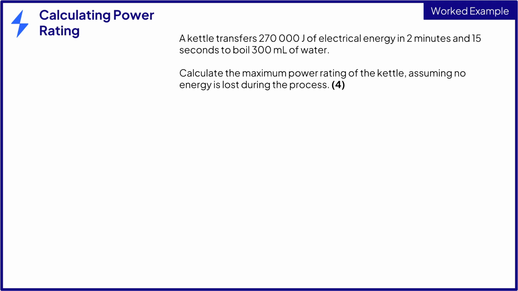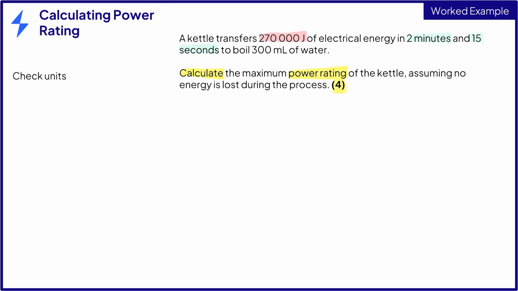A kettle transfers 270,000 joules of electrical energy in 2 minutes and 15 seconds to boil 300 milliliters of water. Calculate the maximum power rating of the kettle, assuming no energy is lost during the process, for 4 marks.